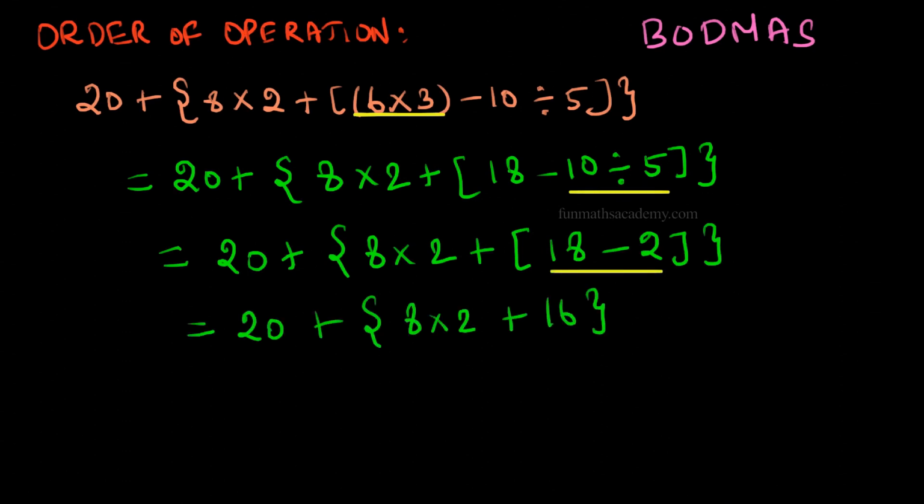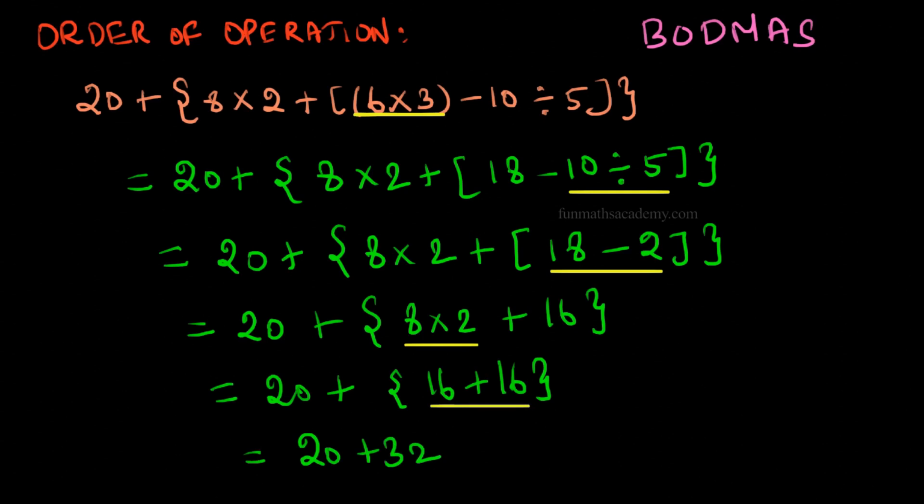Next bracket contains multiplication and addition. By the BODMAS rule, we must first do multiplication and then addition. Finally, on performing the addition operation, we get the answer as 52. So, in this video, we learned how to perform arithmetic operations on decimals, integers and fractions, and also we learned about the order of operations.